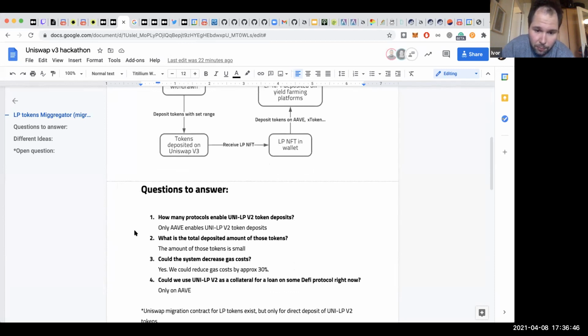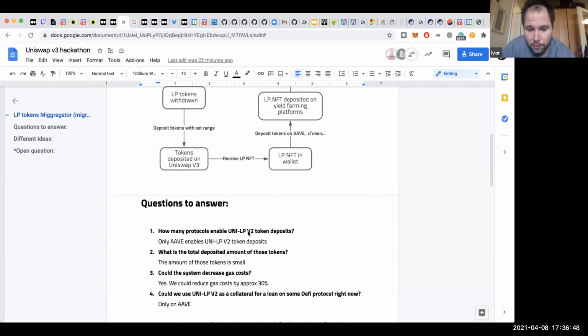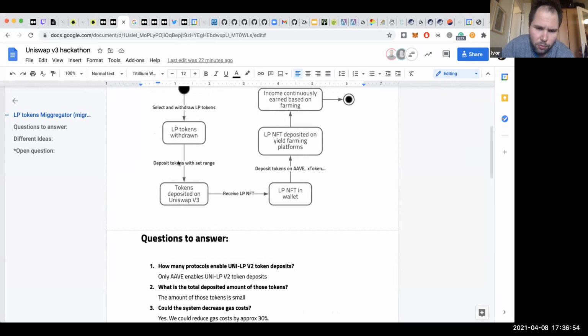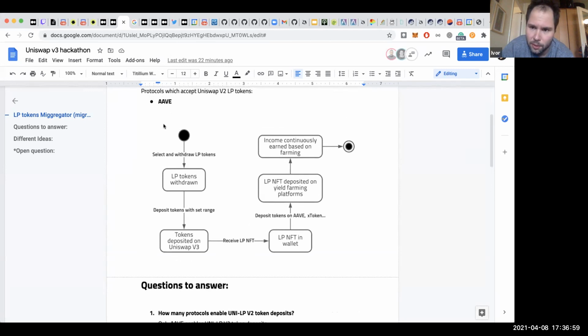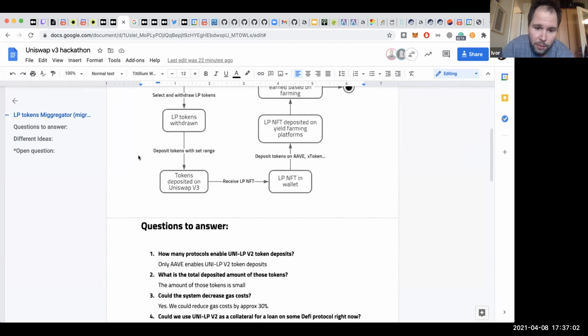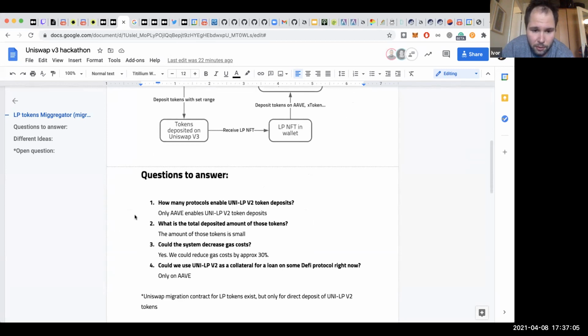And the first one was how many protocols enable Uniswap V2 token deposits and yield farming. Those of you who were here in the morning, I wrote a couple of protocols because I found in the news that they are mentioning those options, but it turned out that only Aave right now enables deposit of Uni LP V2 tokens, and there is not much of them, and also the amount of that liquidity is not large. So Ivor, I have to ask, are you sure that Cream doesn't allow this?